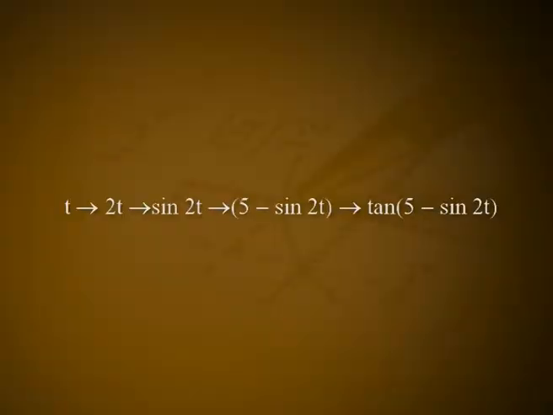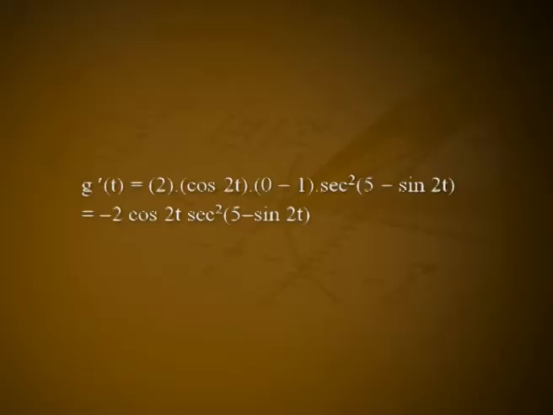Example. Let g of t equal to tan of (pi minus sin 2t). We consider this as the composite of t goes to 2t, then goes to sin 2t, then goes to pi minus sin 2t, then goes to tan of (pi minus sin 2t). The derivative is obtained by following the chain as g prime of t equal to 2 into cos 2t into 0 minus 1 into secant square of (pi minus sin 2t), which is equal to minus 2 cos 2t secant square of (pi minus sin 2t).